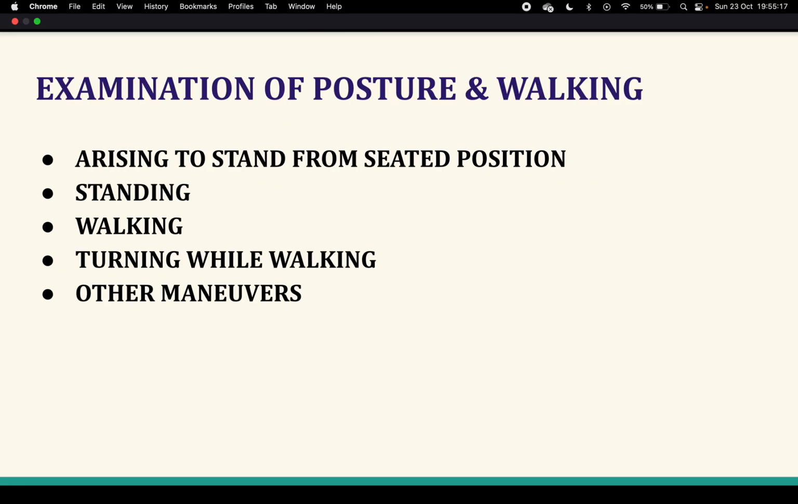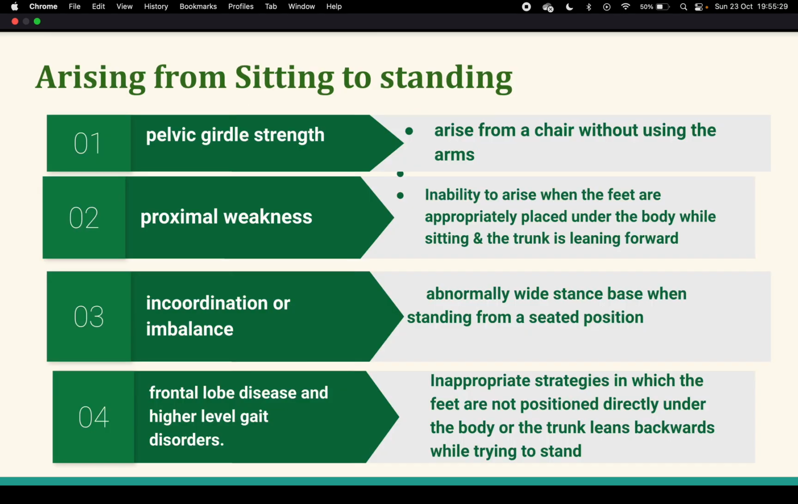So, now examine the patient after taking the history. Examine the posture and walking. How is he arising to stand from a seated position? How is he standing? How is he walking? How is he turning? And do other maneuvers. So, arising from sitting to standing, what does it imply?